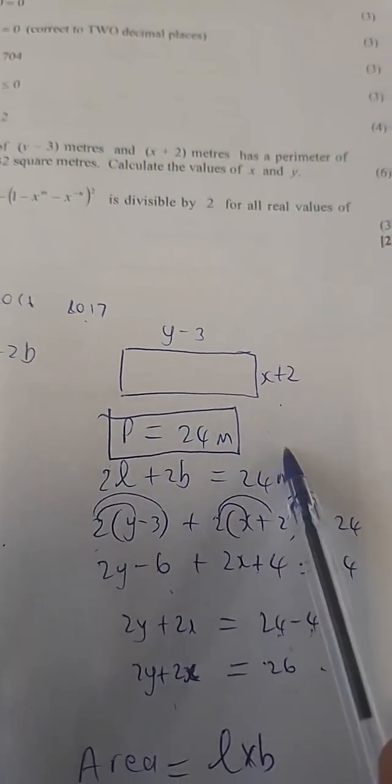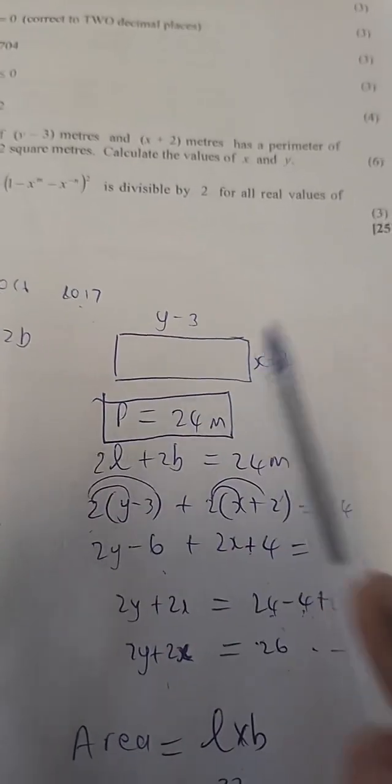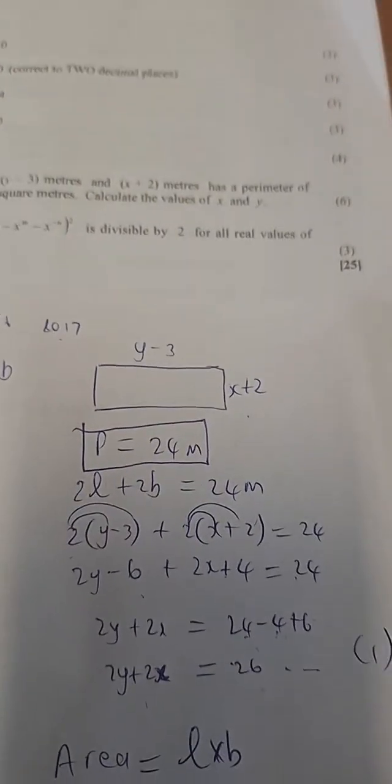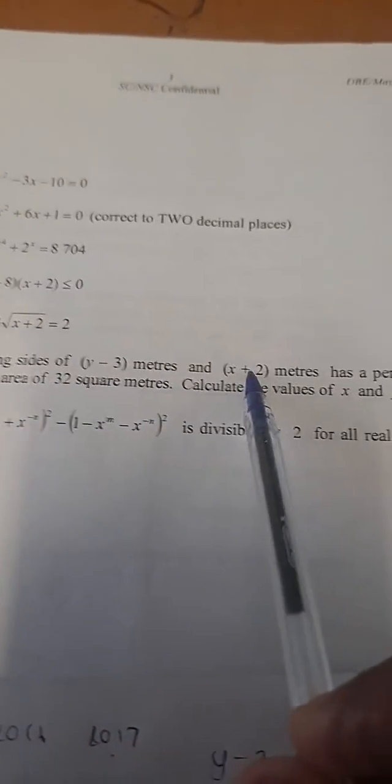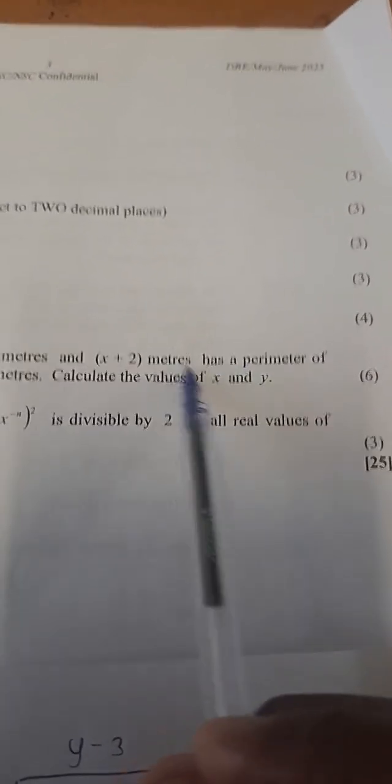A rectangle has a long side and a short side. We call the long side the length. We call the short side the breadth or the width of the rectangle. So we are told that the rectangle having sides of y minus 3 meters and x plus 2 meters has a perimeter. What is perimeter?